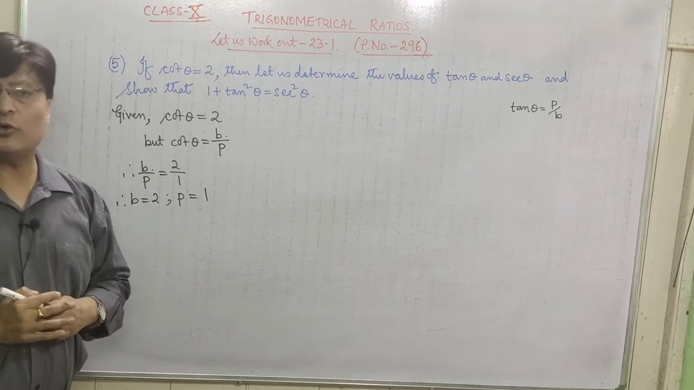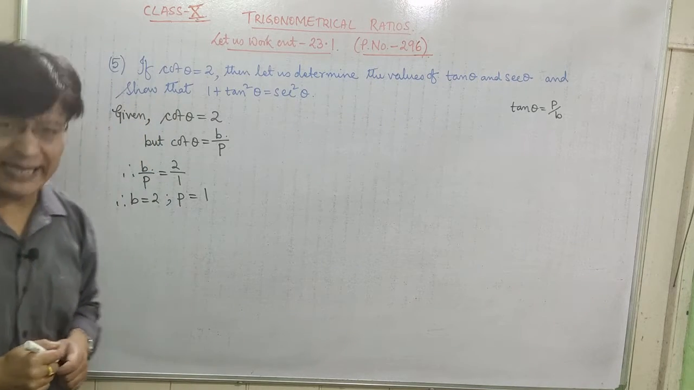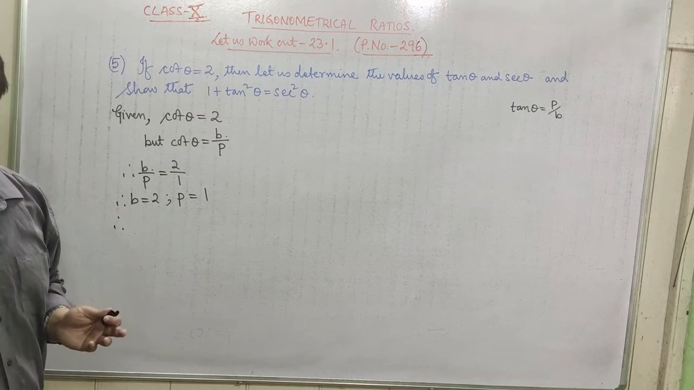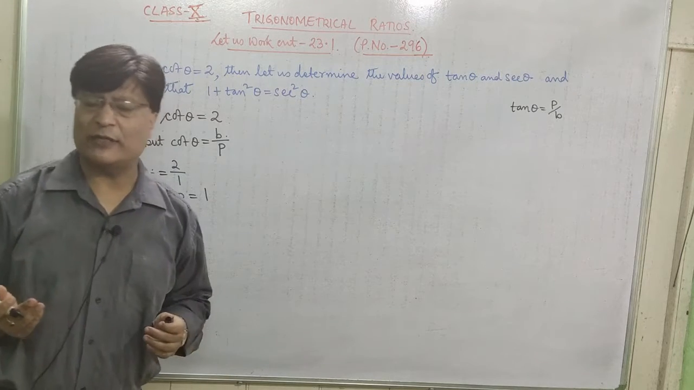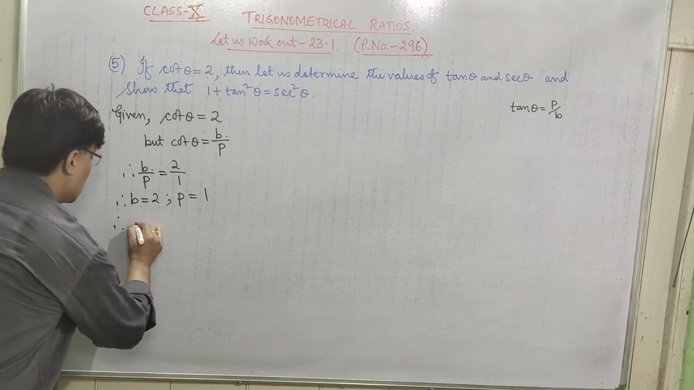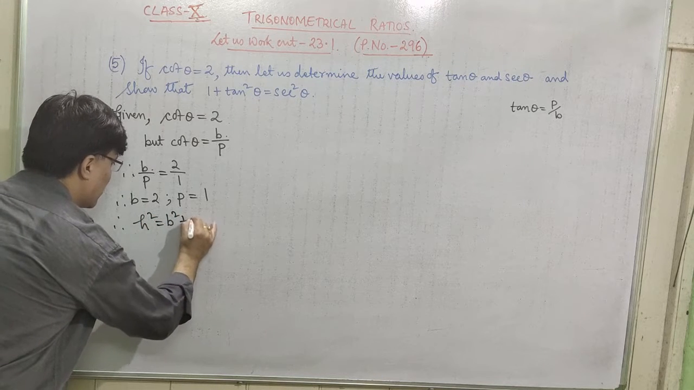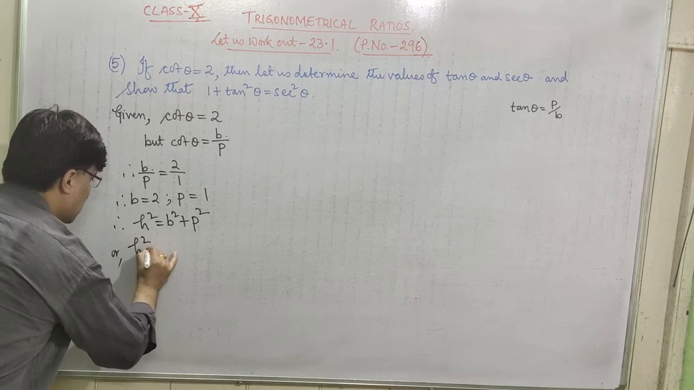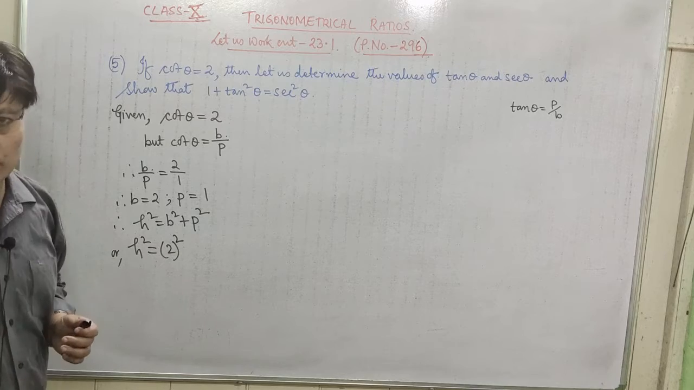So what is the unknown quantity here? We have to get the value for the hypotenuse, that is the value for h. From Pythagoras theorem, you know Pythagoras theorem, isn't it? You can get the value for the hypotenuse. Therefore, h square is equal to b square plus p square. What is b whole square? This is your 2 whole square.